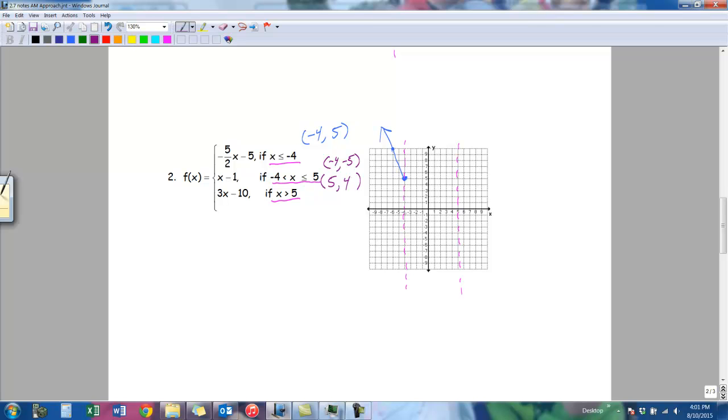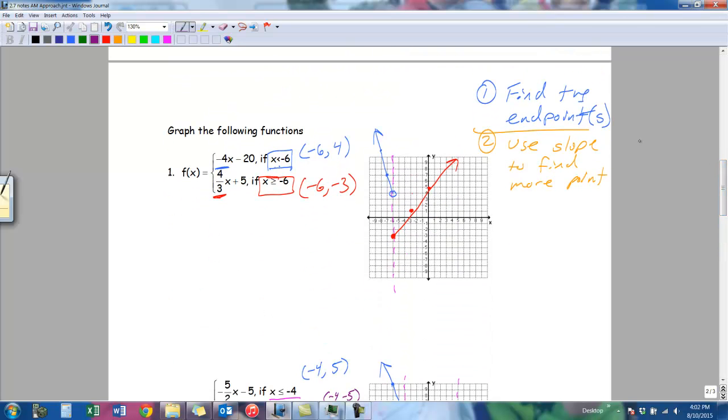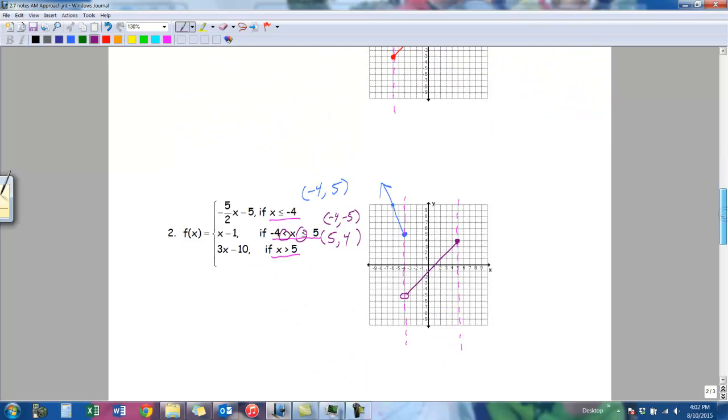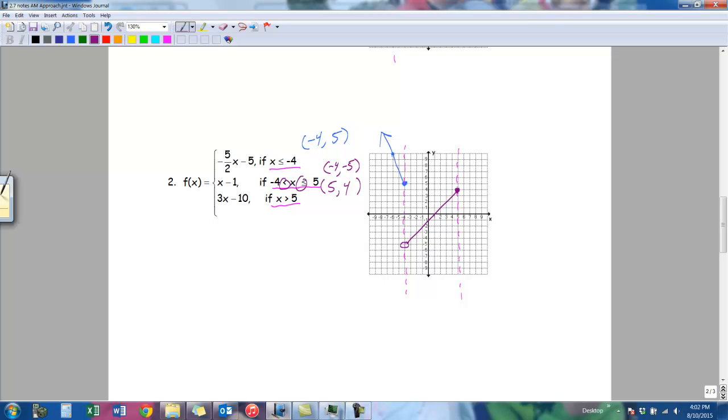So plot those 2 points. -4, -5. Is that going to be open or closed? Well, because it's less than there, it's going to be open here, but at 5, 4 it's going to be a closed dot. Then you would connect those 2 points. And that's what's nice about that. You don't have to worry about the slope or anything. Plot the 2 endpoints, and I don't know if you noticed I put a little line here saying if needed, use the slope. Well, this time we didn't need it because we have 2 endpoints and we can connect those dots.